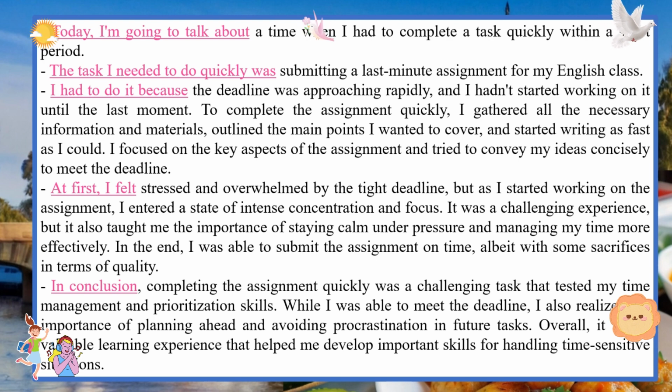The task I needed to do quickly was submitting a last-minute assignment for my English class. I had to do it because the deadline was approaching rapidly, and I hadn't started working on it until the last moment. To complete the assignment quickly, I gathered all the necessary information and materials, outlined the main points I wanted to cover, and started writing as fast as I could.